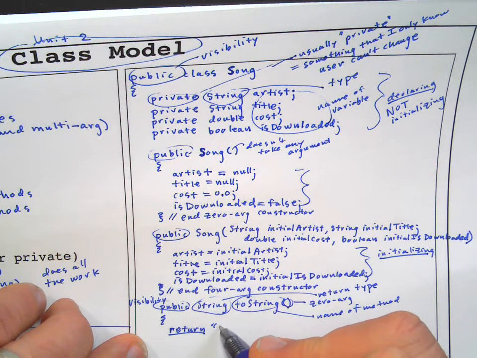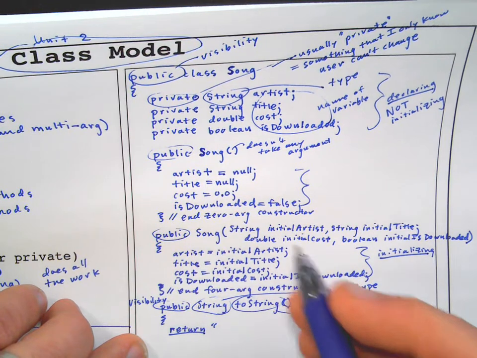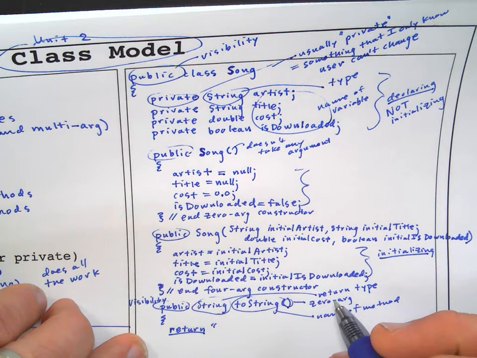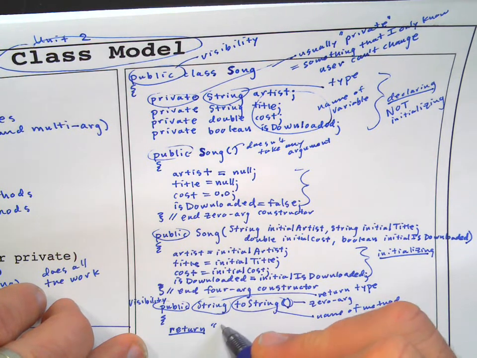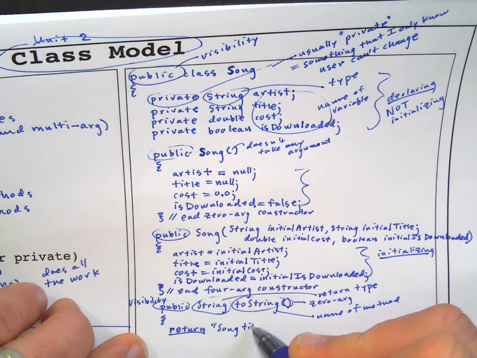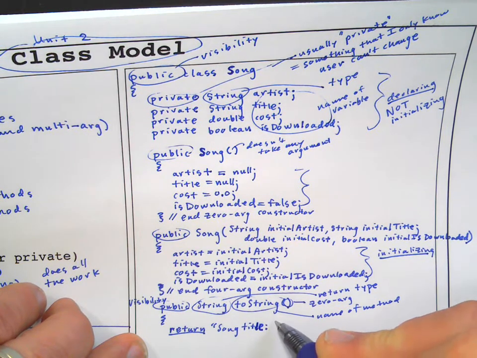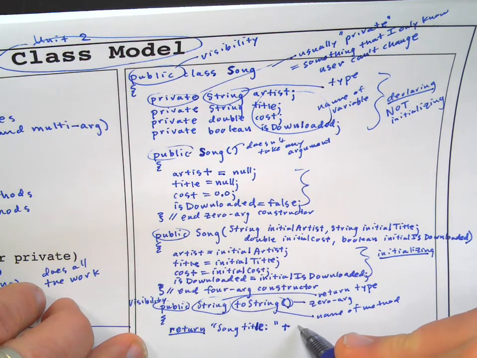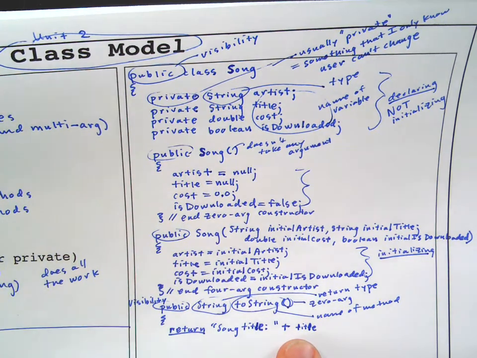So like I want to give the title, the artist, title, cost, is downloaded, but I don't want to just print all those things out. Someone isn't going to know what they are. So I'm going to say something like, and this is where you could do it how you want, but I'm going to say "Song title: " and then I'm going to leave a space after the colon, and I'm going to say plus, and then I'm going to put title there. So we've done this kind of thing before with toStrings, where we combine actual strings with things that aren't necessarily strings.